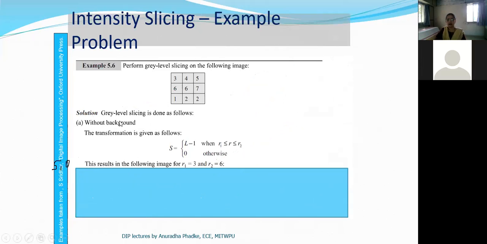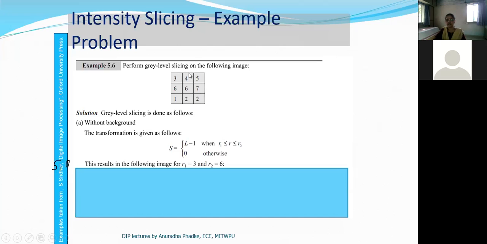Whenever we are performing gray level slicing without background, your new pixel value is L minus 1 if the input pixel value R is in the range R1 to R2, that is A to B, we are assigning a bright shade, say L minus 1. And when it is outside this range, we are making it 0. So this is your equation for gray level slicing without background.